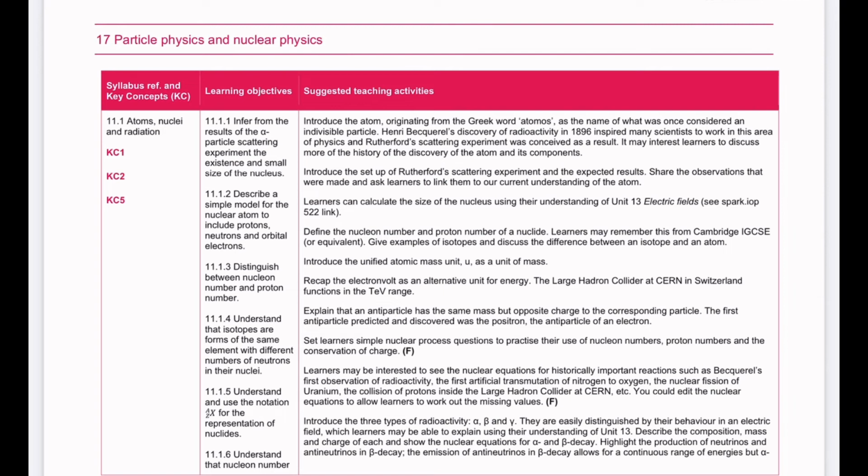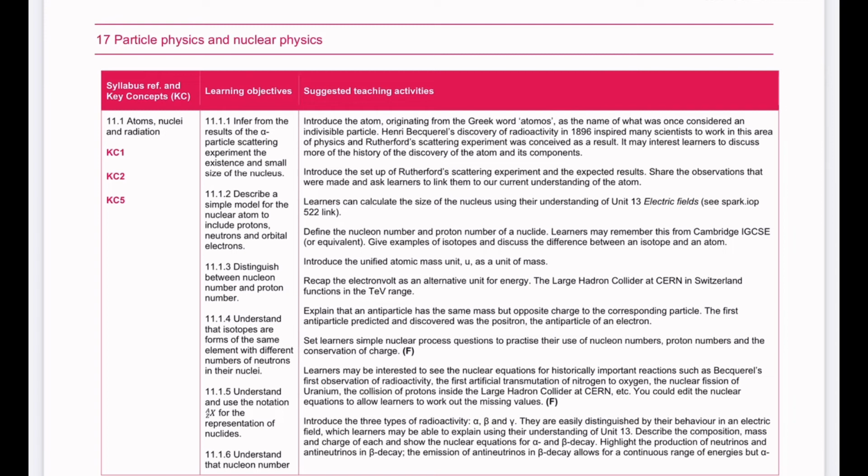Key concept. 11.1. Atoms, nuclei, and radiation. Learning objectives. 11.1.1. Infer from the results of the alpha particle scattering experiment the existence and small size of the nucleus. 11.1.2. Describe the simple model for the nuclear atom to include protons, neutrons, and orbital electrons.